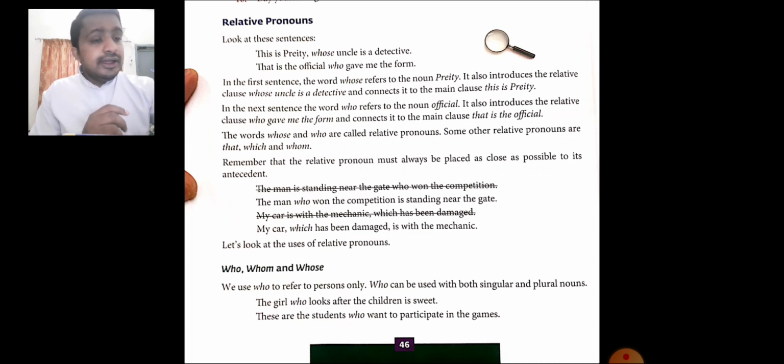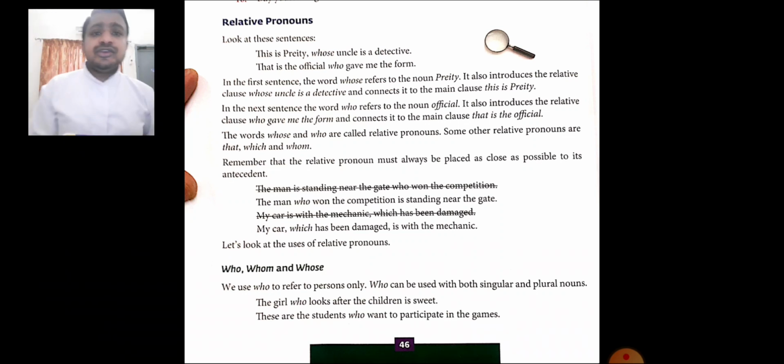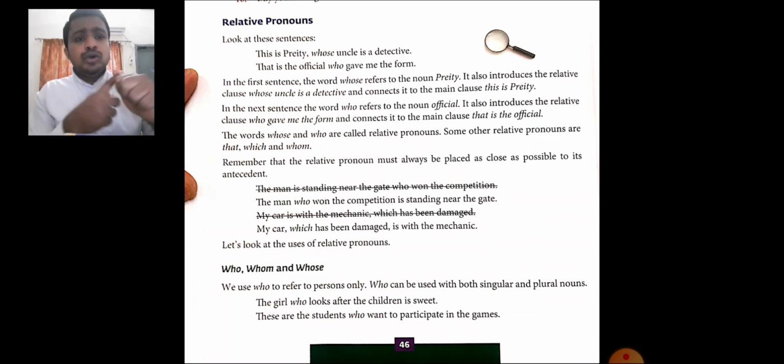These relative pronouns can be divided into two. First one is the pronouns referring to the people. Second one is the pronouns which are referring to things or animals. So the first one is the pronouns which refer to people. Those are who, whom, whose.